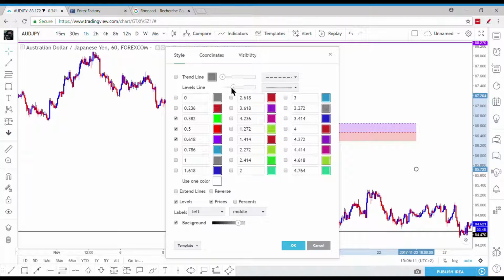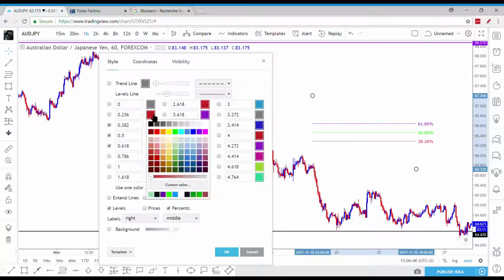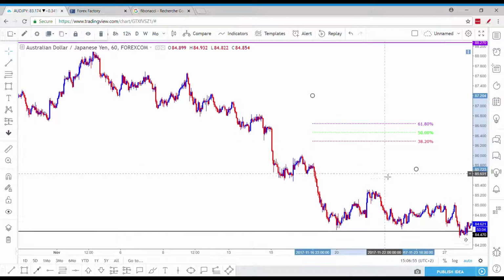I'm just showing you how I do it. Then I don't like prices for the levels, but percentage. I like the labels on the right. Yep, the levels, percent on the right, no background. And sorry, that's the green and that's the red. Then this one I'll put orange, and this one I put blue. So you can see it's much cleaner. That's how we'll use it.